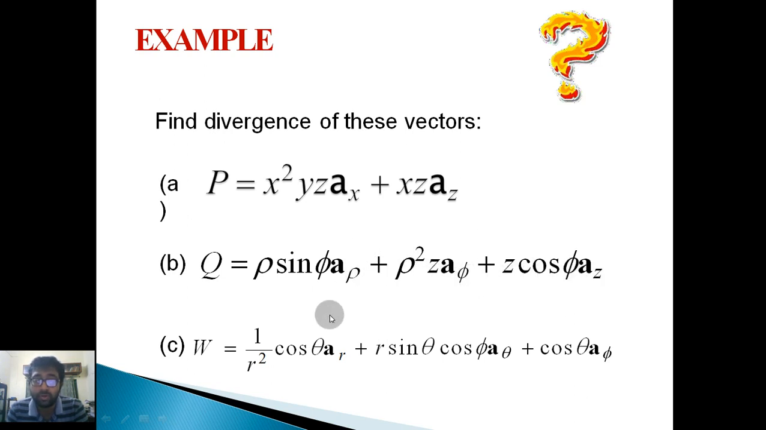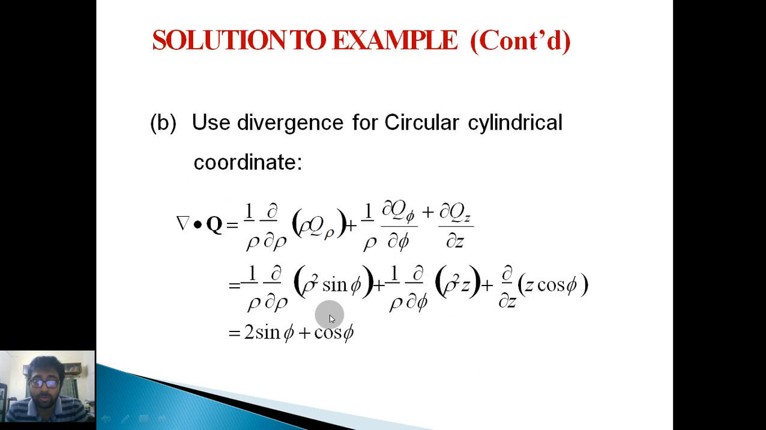Now for a suffix rho, that function will operate with del by del rho, and we have rho square sin phi. Sin phi will be constant here. Rho square, after the partial differentiation, we will get 2 rho, the rho and rho will cancel out, and the resultant value will be 2 sin phi.